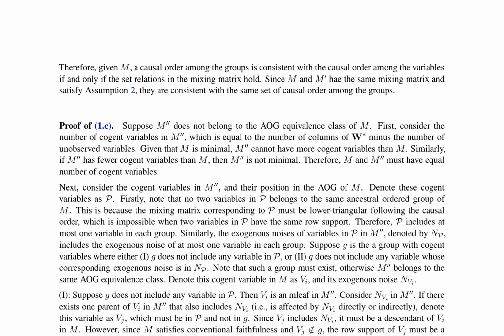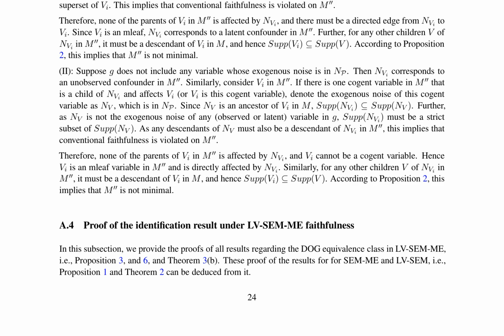The authors also prove that if M' does not belong to the AOG equivalence class of M, then M' is not minimal. They consider the number of cogent variables in M', which is equal to the number of columns of W minus the number of unobserved variables. They show that M' cannot have more cogent variables than M, and if M' has fewer cogent variables than M, then M' is not minimal.